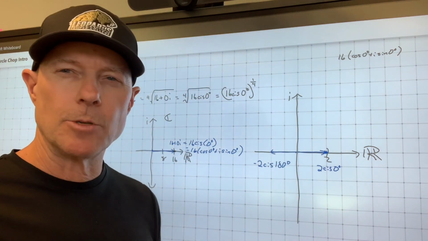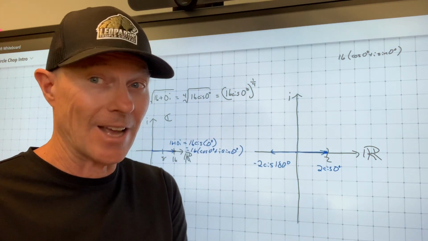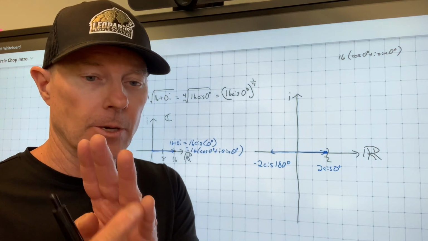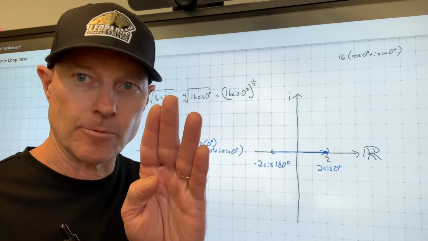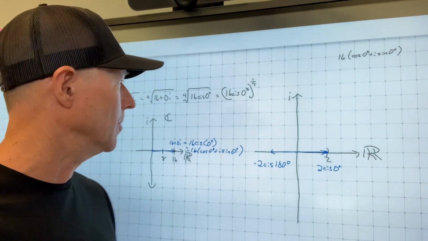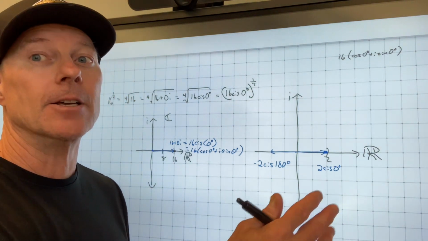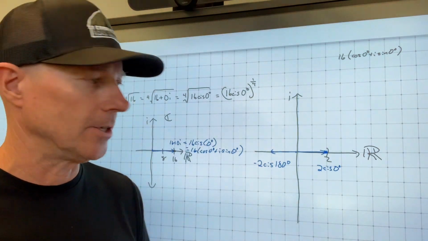But what happens when you add the argument 180 four times? Well, you get 180, 360, and then you double it again for another 360. Four of them make 720. 720 degrees is back over here at 0. So that gives you 16 cis of 0 degrees. So negative 2 is also a root of 16.